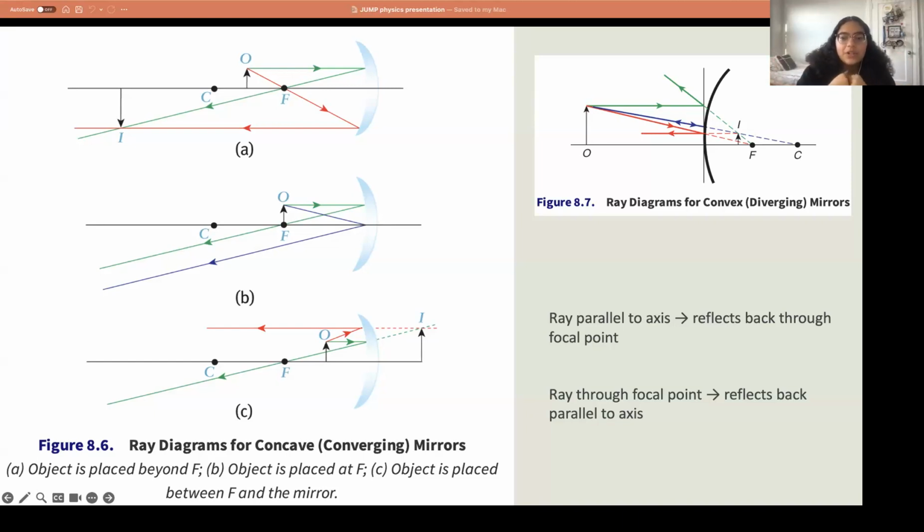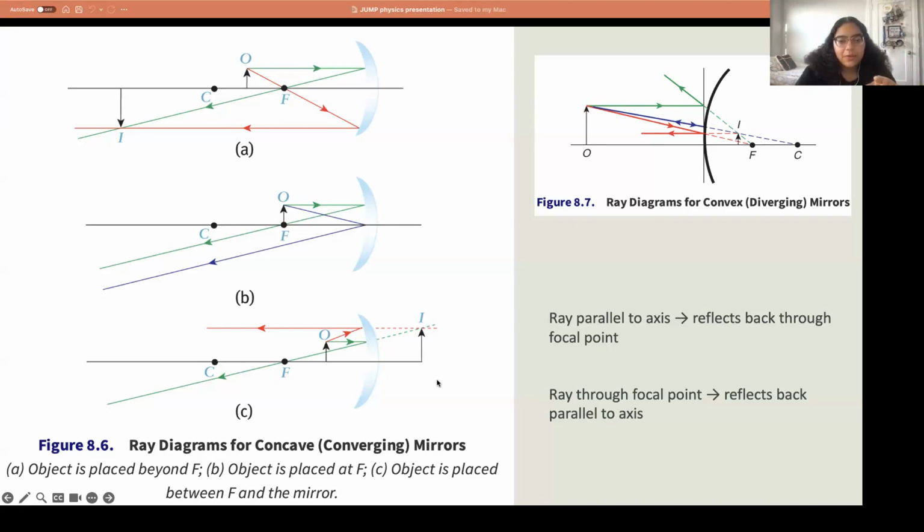And then you can also do one the other way around. The red line in these is going to be through the focal point and then reflected back. The only exception is in the middle one. Since you're standing at the focal point, you can just do it like reflecting across, but it's also just good to know if the object is at the focal point, you'll have no image.